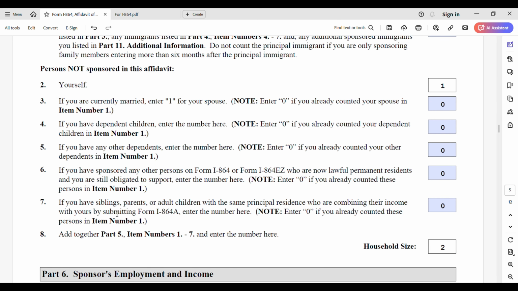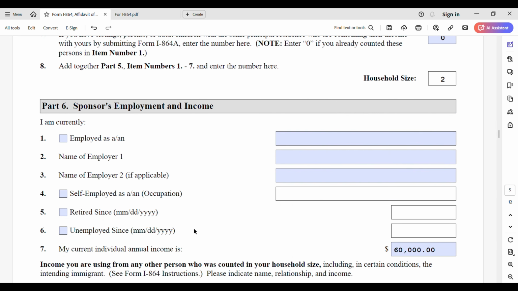Question 7, if you have siblings, parents, or adult children with the same principal residence who are combining their income with yours by submitting Form I-864A, enter the number here. So if your income is not enough and you're using a household member who will file I-864A, you must enter it right here as well. In my case, it's 0. Question 8, add together part 5, item numbers 1 to 7, and enter the number here. It will automatically be added for you right here if you use Adobe. Now, let's go to part 6, sponsor's employment and income.